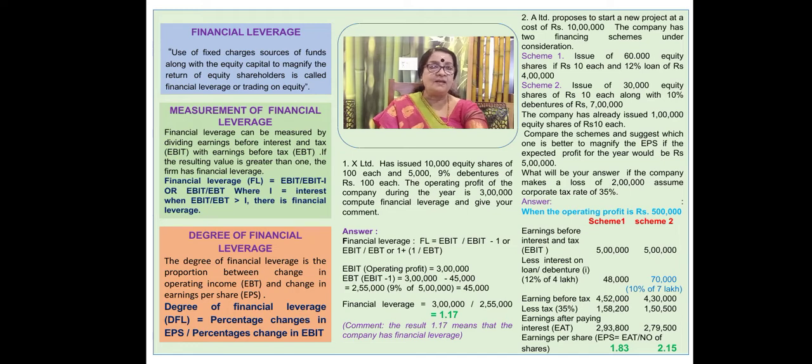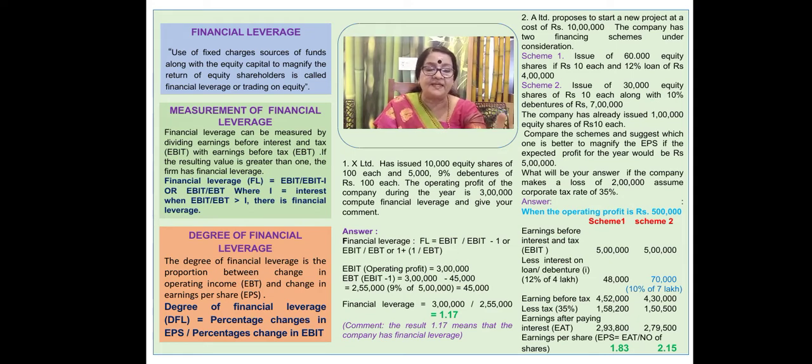Now in this session we are going to the practical side of the computation of leverages: how we can compute financial leverage, how we can compute operating leverage, and how we can compute combined leverage. First we can go to financial leverage. Before starting, I will just explain the meaning of financial leverage.